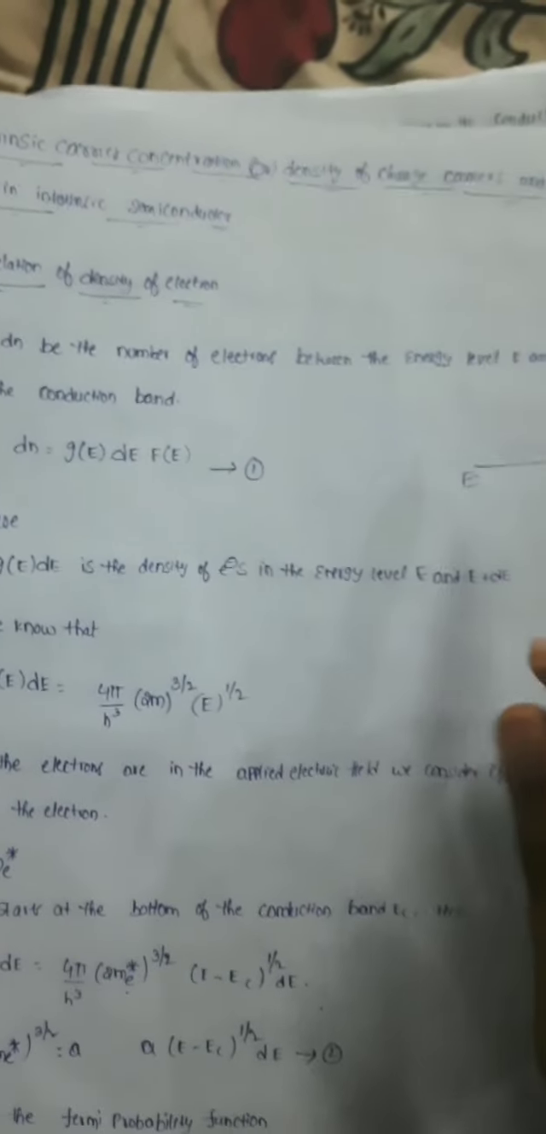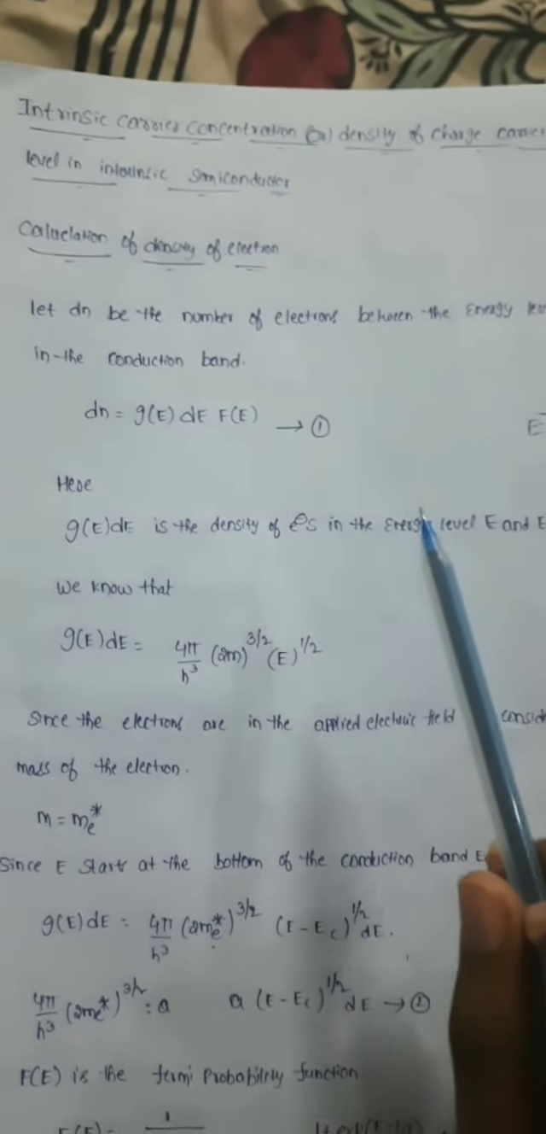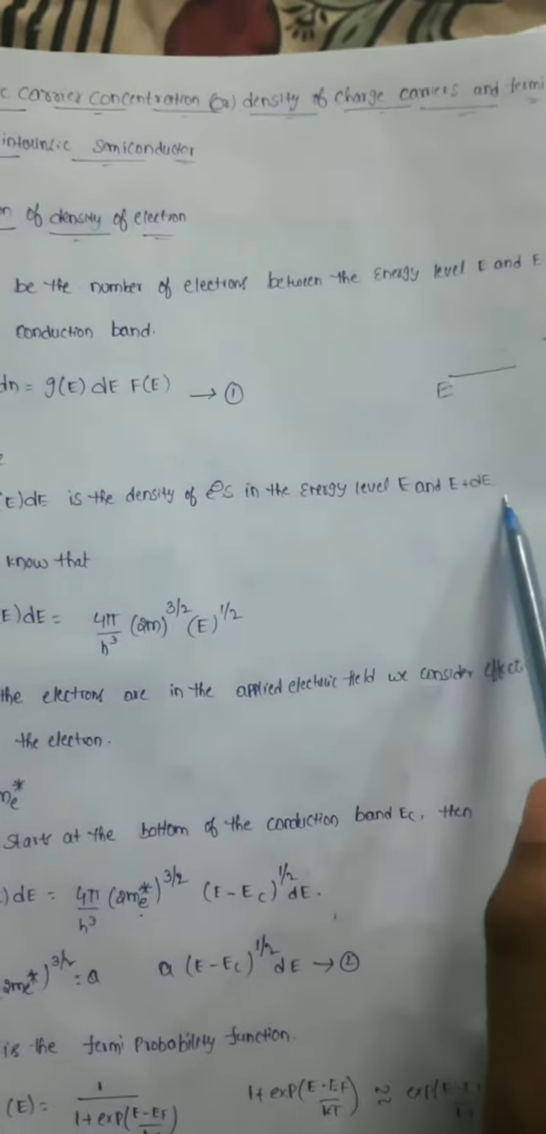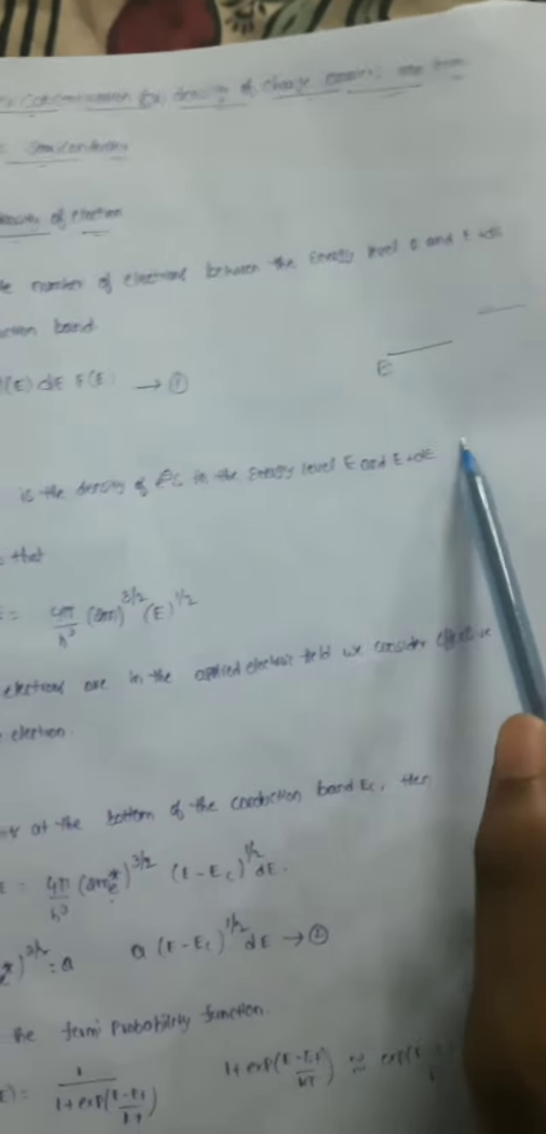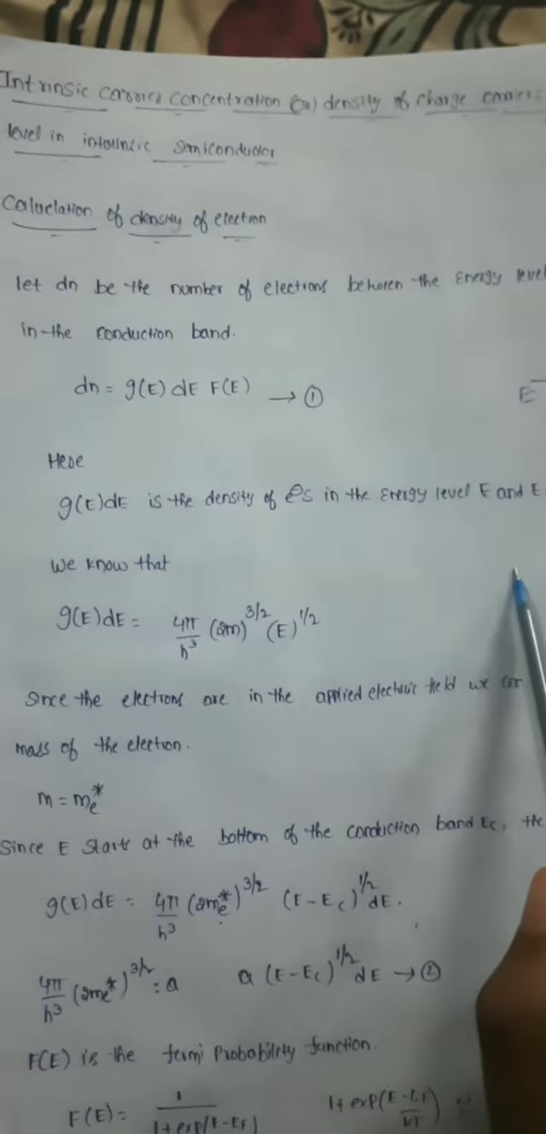Now let us derive an expression for intrinsic carrier concentration or density of charge carriers and Fermi level in an intrinsic semiconductor. Calculation of density of electrons. Let Dn be the number of electrons between the energy level E and E plus dE in the conduction band.